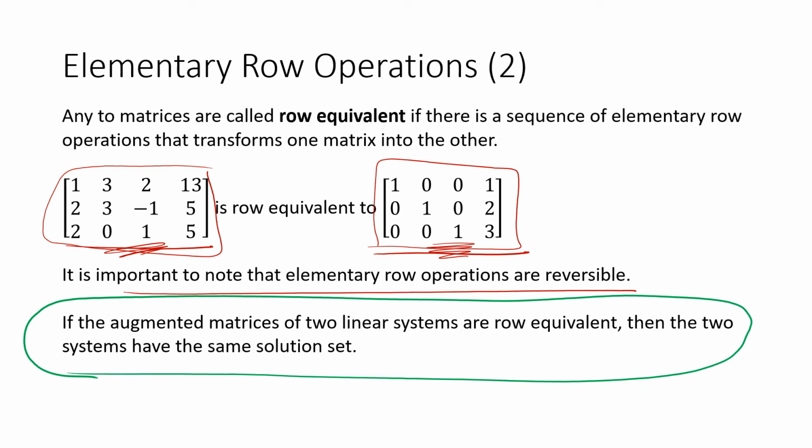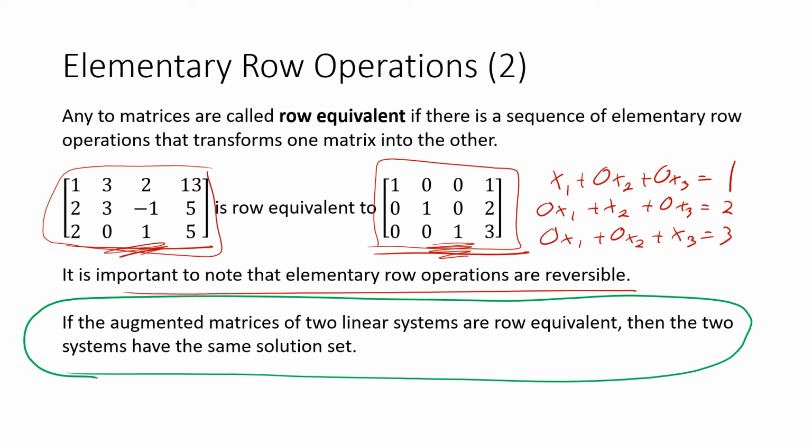Take that second matrix, what do we have? We have x1 plus 0x2 plus 0x3 equals 1. Take the second row, it's 0x1 plus x2 plus 0x3 equals 2. Take that third row, we get 0x1 plus 0x2 plus x3 equals 3. You can just read this off. x1 equals 1, x2 equals 2, x3 equals 3.